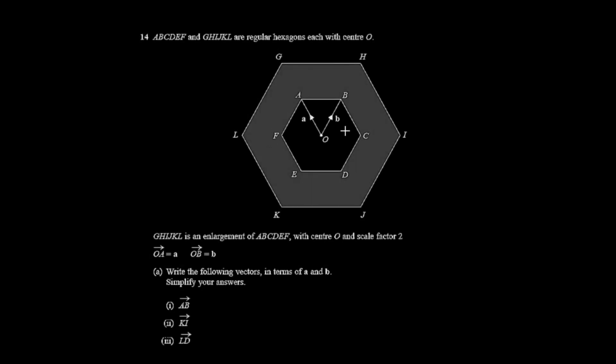We've got two regular hexagons here, and the smaller hexagon is enlarged to the larger one with a length scale factor of 2. So I'm going to call that hexagon 1 and this hexagon 2. So the length scale factor going from 1 to 2 is equal to 2. That means the area scale factor, also going from 1 to 2, is 2 squared, which equals 4. That may or may not be necessary.